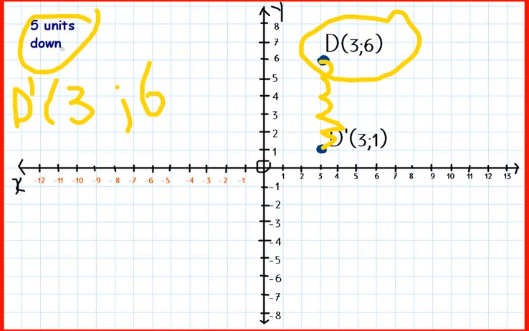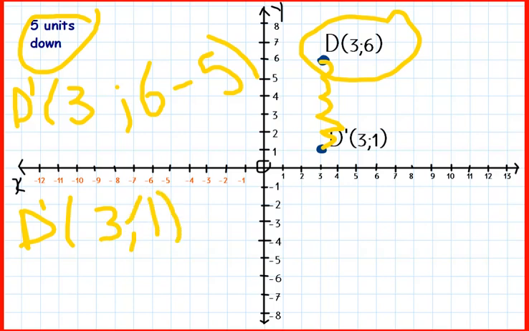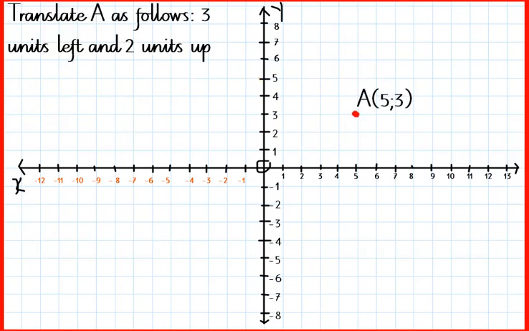Then it says we move 5 units down. 5 units down, as you can see, this part of the graph is negative. So when we move downwards, we subtract. So that's 6 minus 5, which is 1. So our translated D would be 3, 1. And that's what we have right there for our translated D. So the one with the green tick. Let's have a look at the next example.